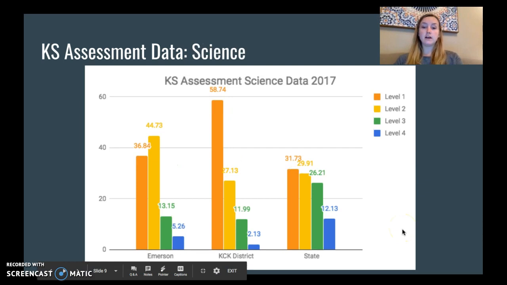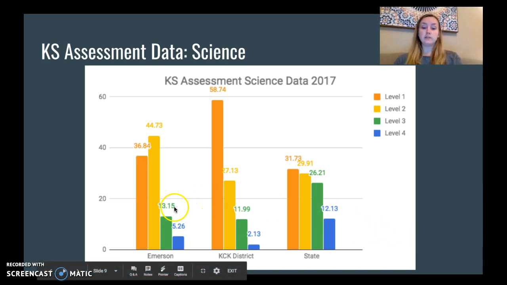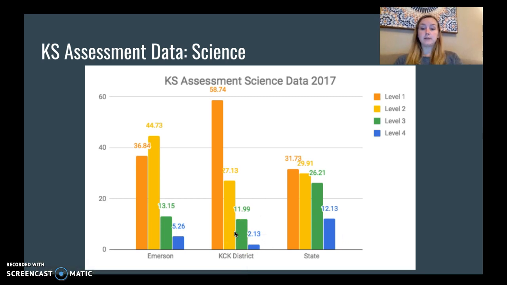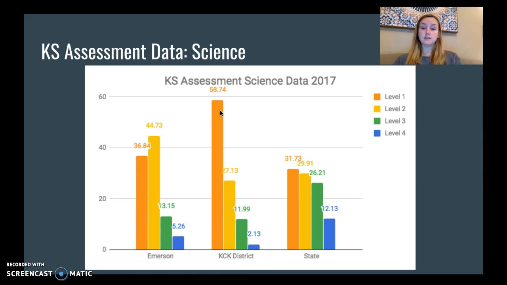The final area of assessment in the state of Kansas is science at the elementary level. Here again we see fewer students at Emerson performing at this high level than at the state, however more students than the district averages. I would also like to point out here that we have almost 60% of students who are at an extremely limited understanding of science concepts in the district, so perhaps the district needs to evaluate some of our science teaching principles.